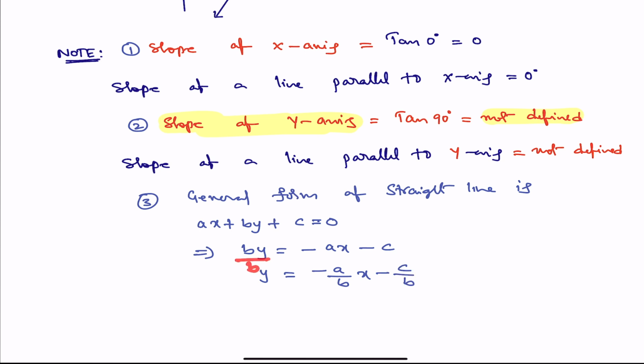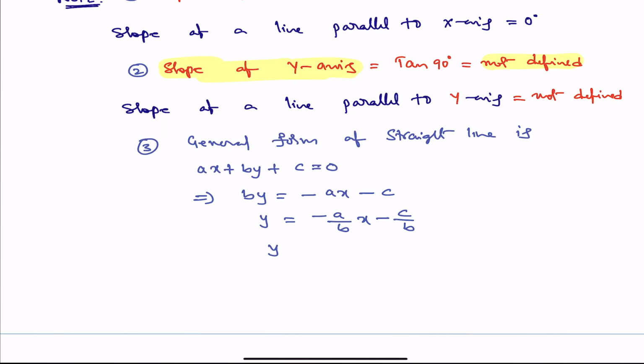Divide this complete equation with b. This b will get cancelled. Now you see this is in the form of y equal to mx plus c. Y equal to minus a by b into x plus minus c by b. This is in which form? Y equal to mx plus c. What is m? Slope of a line. Here what is m? Minus a by b. So slope of ax plus by plus c equal to 0 is minus a divided by b.